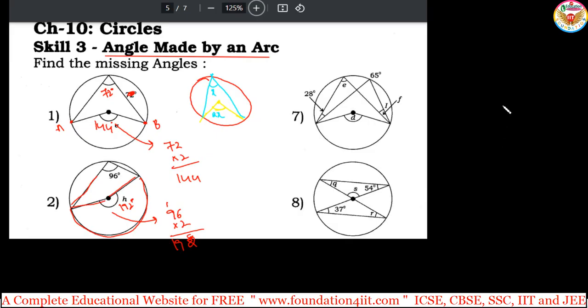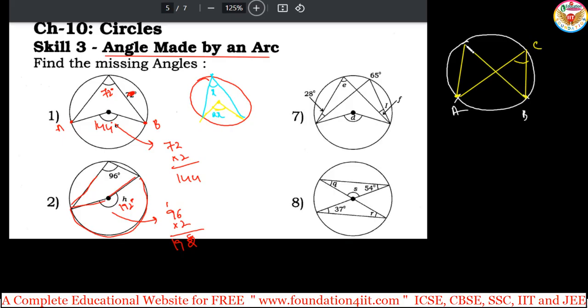Again, one more property is angles made in the same segment are equal. Now this is an arc. Let the arc be AB. Angles in the same segment through AB. For example, if you join, the angle ACB is exactly equal to angle ADB. So if ACB is X, ADB is also X. Angles in the same segment are equal. So that property also you can apply for the remaining questions.